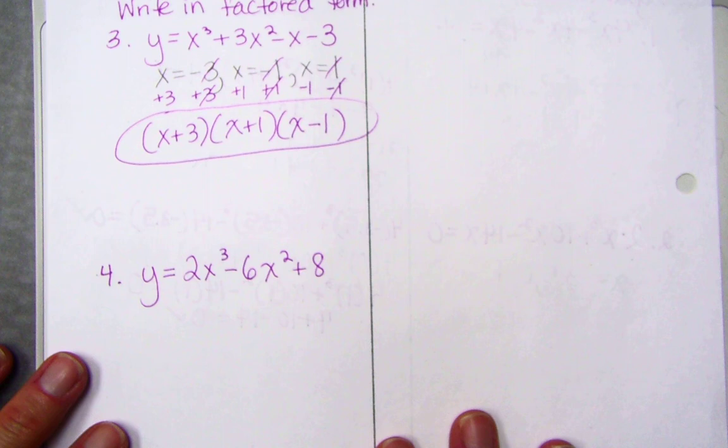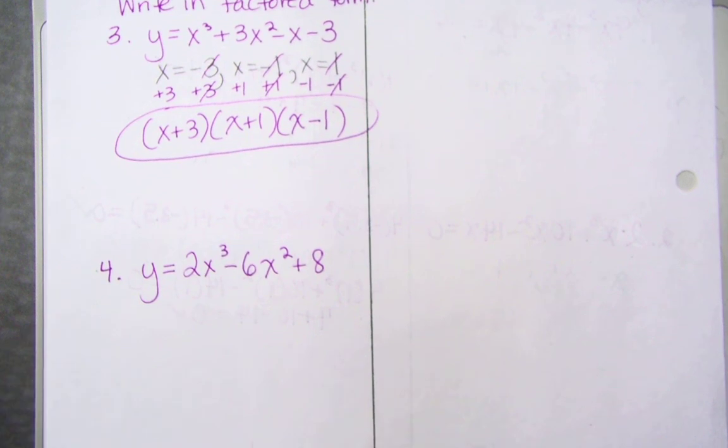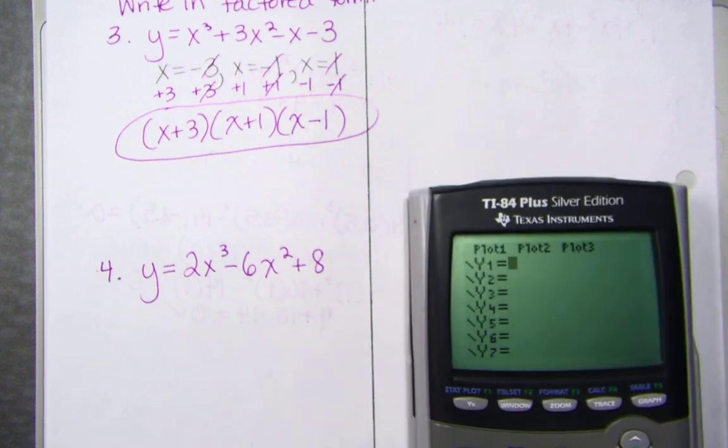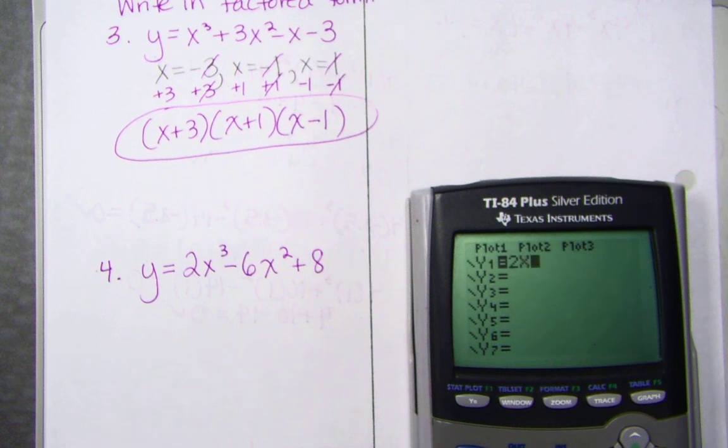Second example, something a little different is going to happen here. So please copy down this example, number 4. Same directions as the one before it. Graph the function to find the zeros, write it in factored form. Okay. So I'm going to graph it.